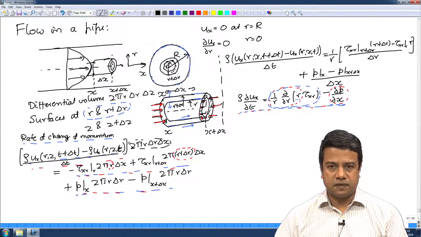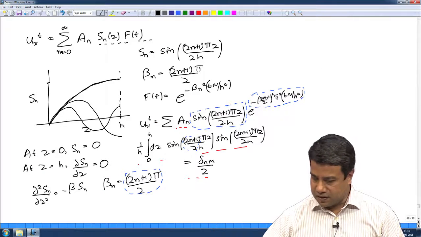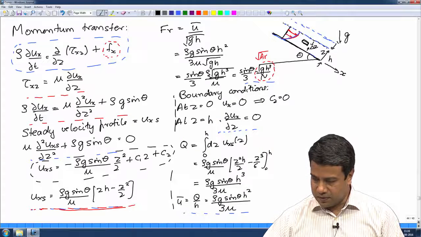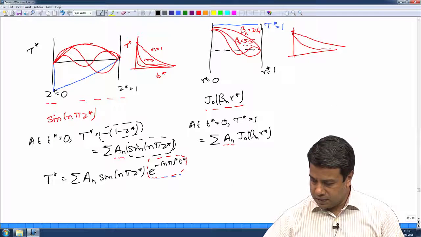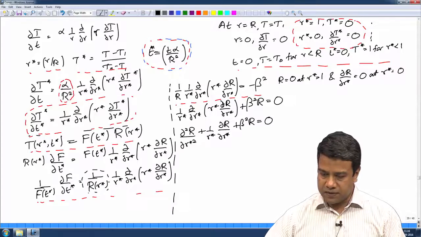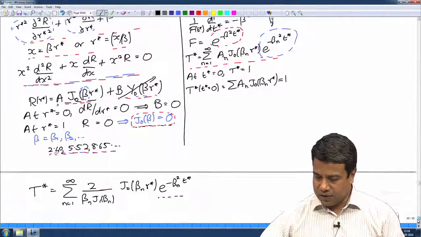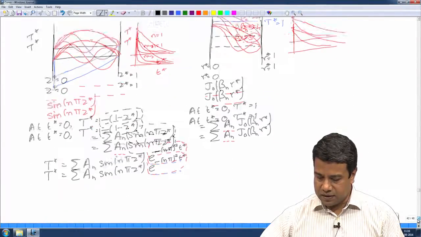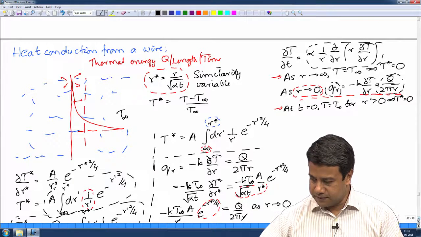If you recall, we had solved the problem of heat conduction from a wire using a similarity solution. That had the distinguishing feature that the temperature in that case was going to infinity at the wire itself, but despite that we were able to get an analytical solution using the similarity transform, in this case of a heat conduction from a wire.